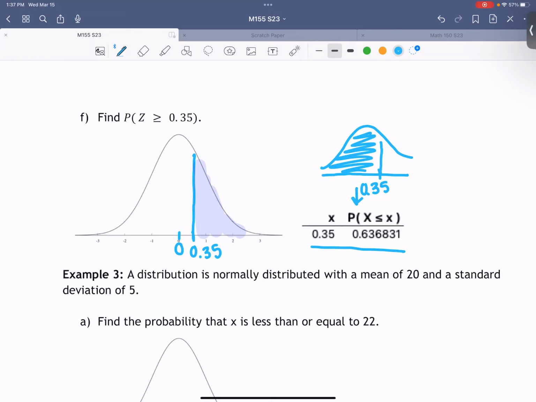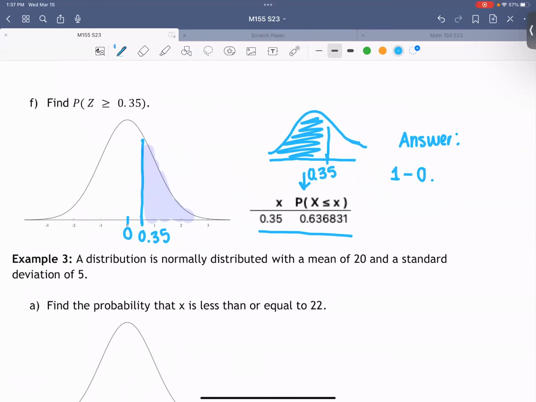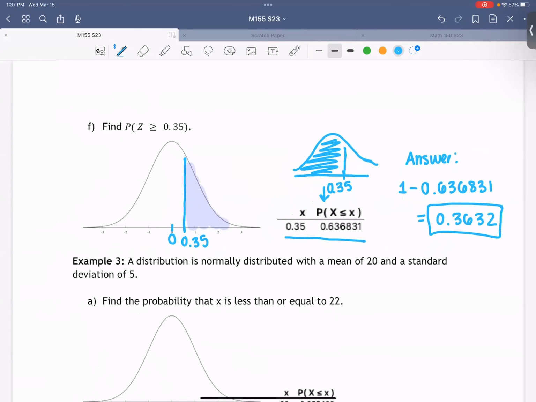I'm not interested in the area to the left. I want to find the area to the right. So how do you think I'm going to get my final answer? 1 minus, right? So if you're trying to find a right area, Minitab gives you the area to the left. My answer is 1 minus the probability to the left. So 1 minus 0.636831. That gives me 0.3632. Okay. Any questions for part F?